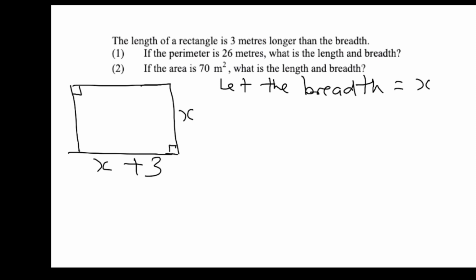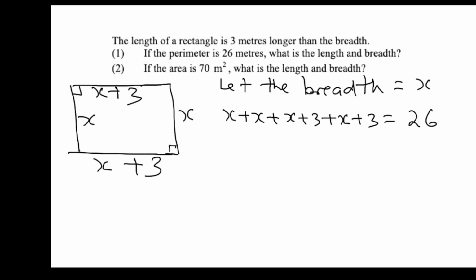All right. Then number 1 says the perimeter is 26 meters. So if the perimeter is 26 meters, what is the length and what is the breadth? Remember, in a rectangle, opposite sides are equal, so this is also x plus 3, and this is also x. Now, perimeter means we are adding all the 4 sides. So if we take x and add the other x, and then we add the length x plus 3 and another x plus 3, that will give us 26.